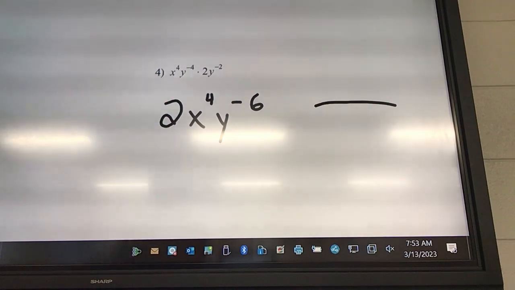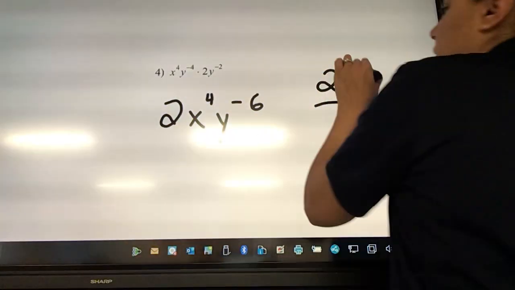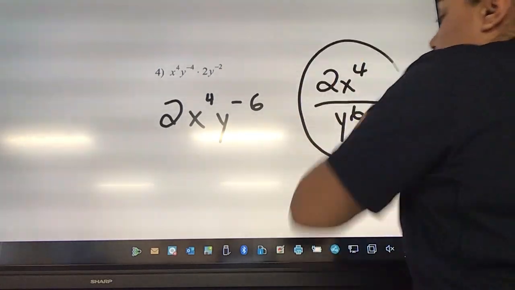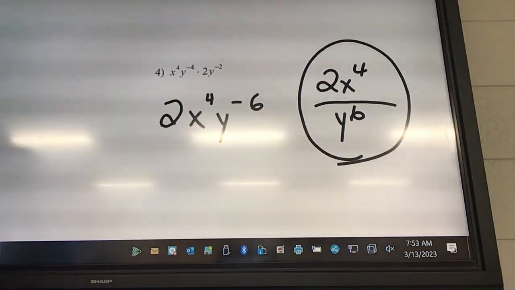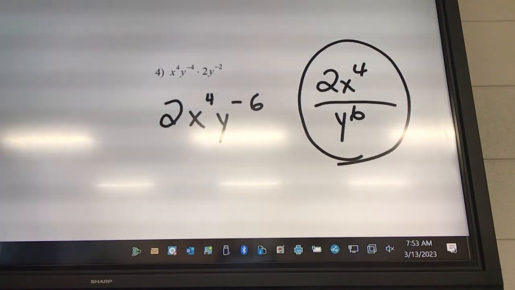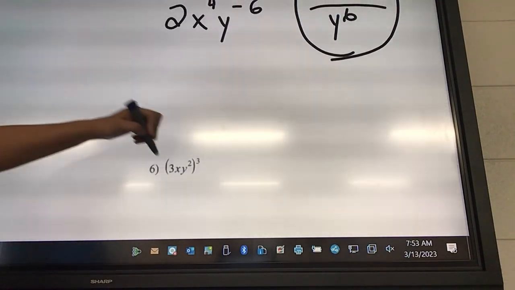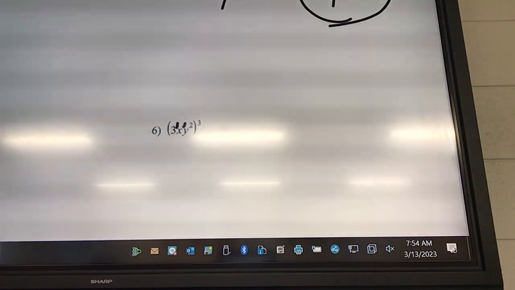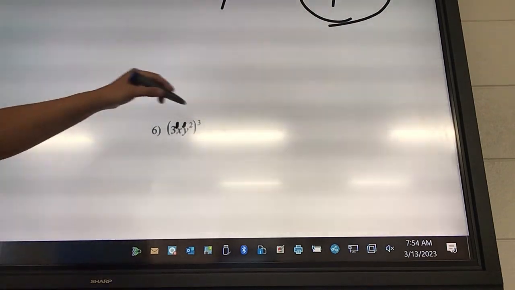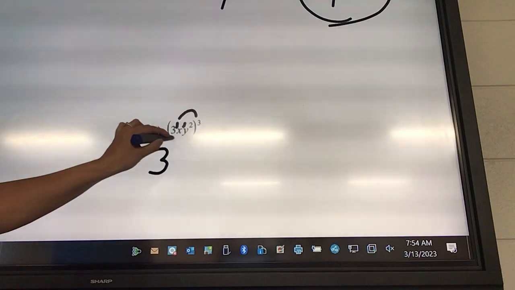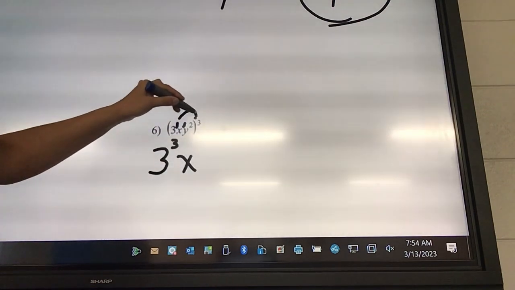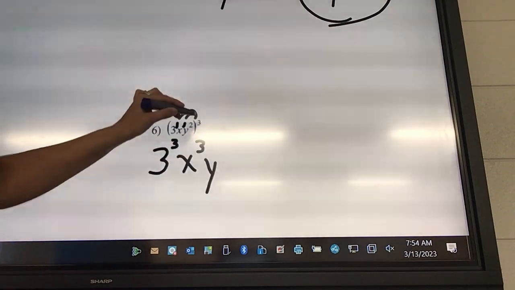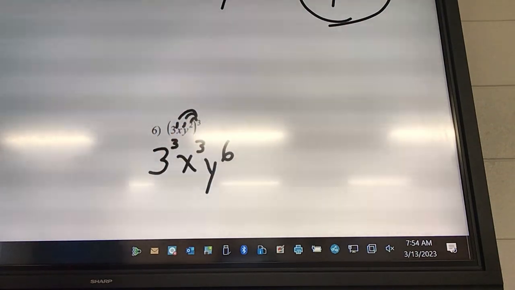Okay, and then that 6 is going on the bottom, and it's going to become a positive. Okay, 6. First of all, we can add some 1s here, and I would highly suggest it. It's really 3 to the 1 power, and then an x to the 1 power, and then you're going to distribute. So 3 times 1 is going to be 3. Same thing, 3 times 1 is going to be 3, and then 3 times 2 is going to be 6.